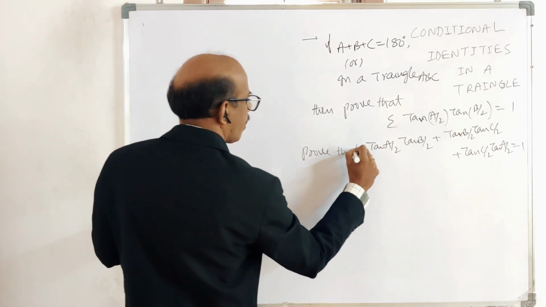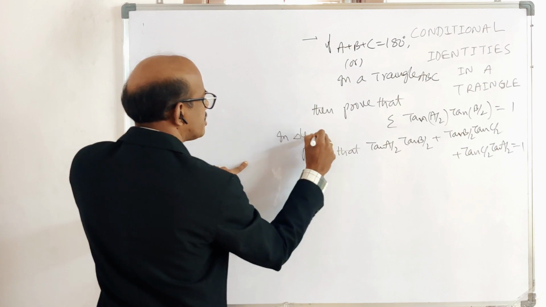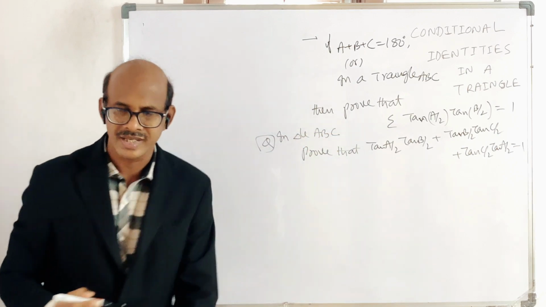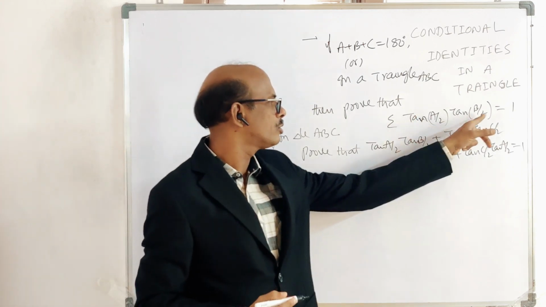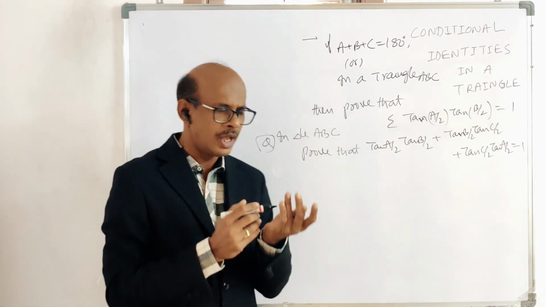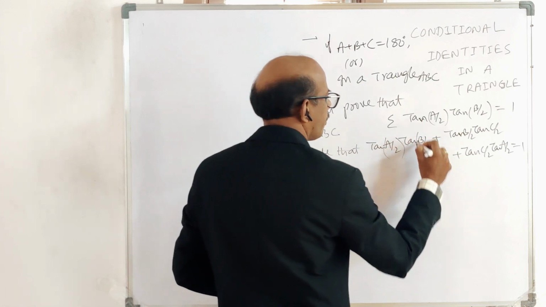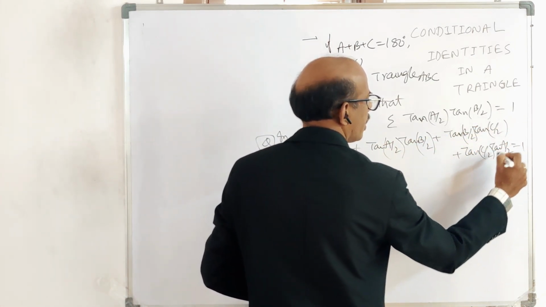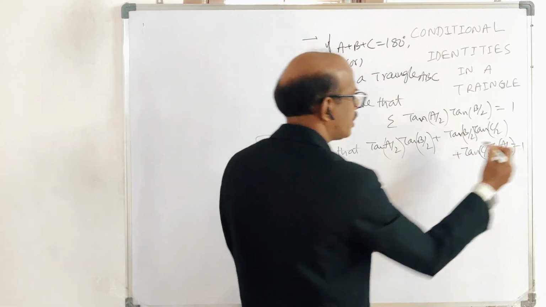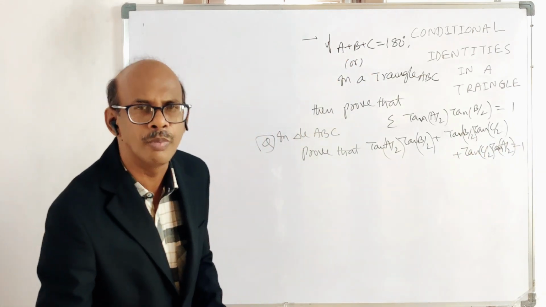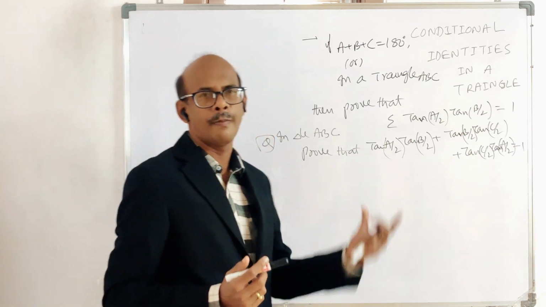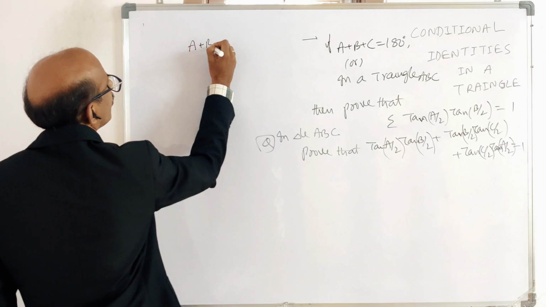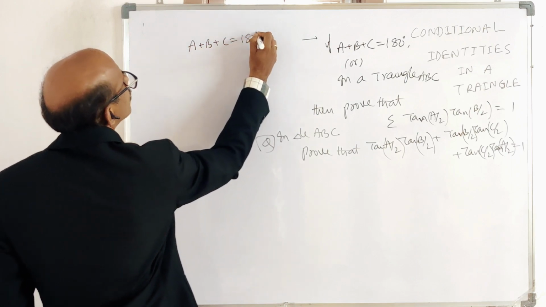Prove it. In triangle ABC, prove that sigma tan A by 2 tan B by 2 equals 1, which means tan A by 2 multiplied by tan B by 2 plus tan B by 2 multiplied by tan C by 2 plus tan C by 2 tan A by 2. The result is 1. It is a very simple conditional identity based on a triangle. Here triangle means, as you know very well, A plus B plus C equals 180.